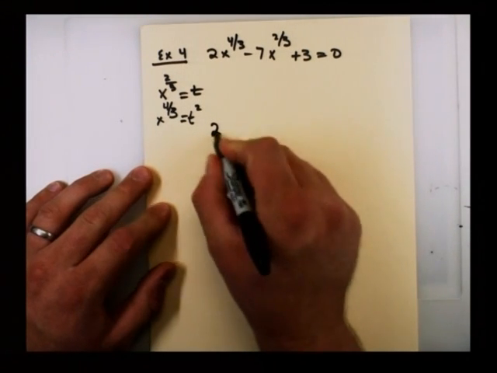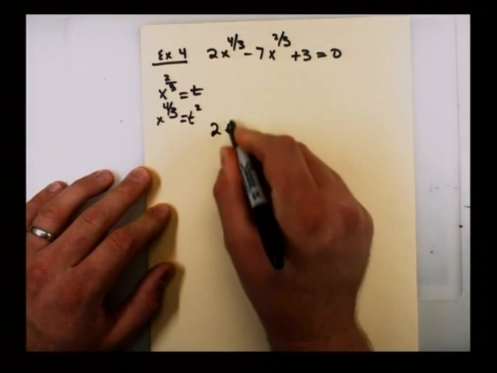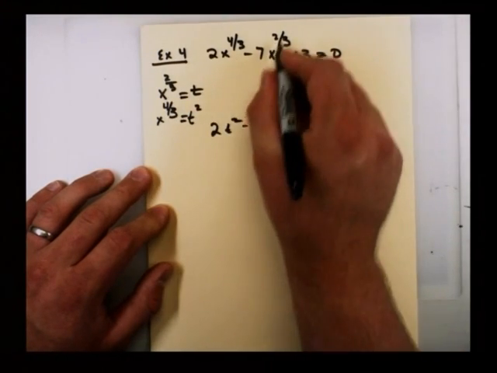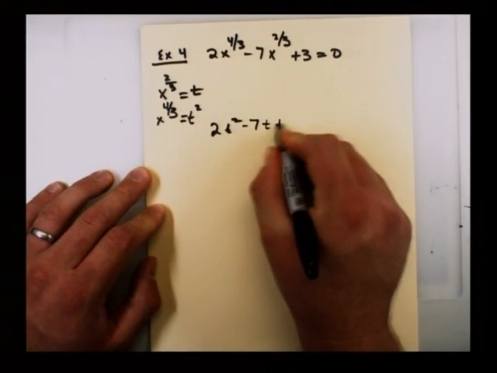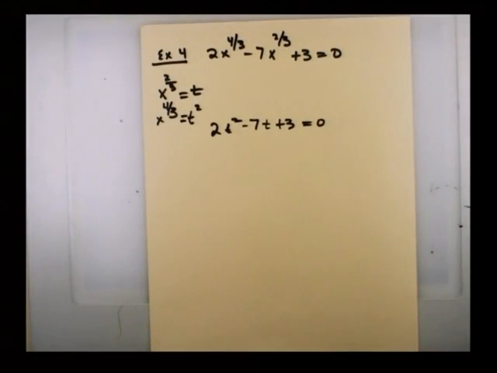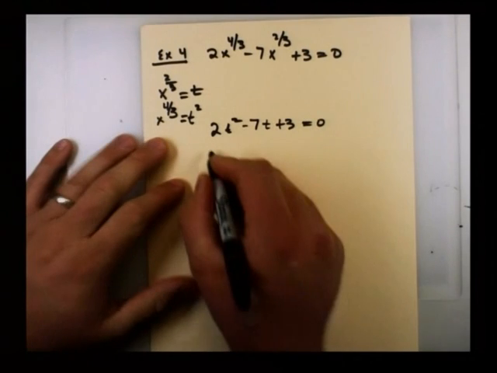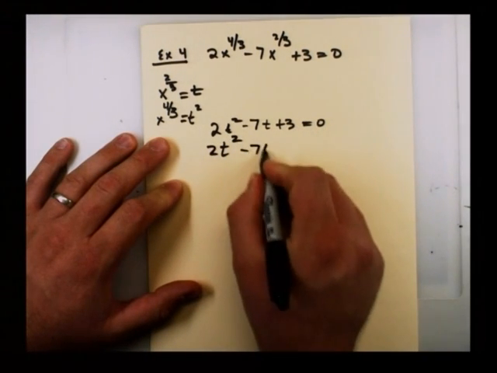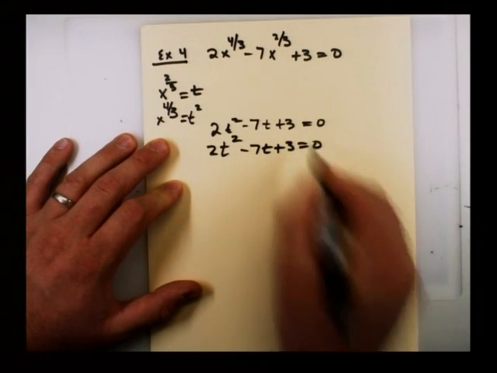We get 2, replace x to the 4/3 with t squared, minus 7, replace x to the 2/3 with t, plus 3 is equal to 0. In fact, before we go on, let me pretty that up real quick. 2t squared minus 7t plus 3 equals 0.